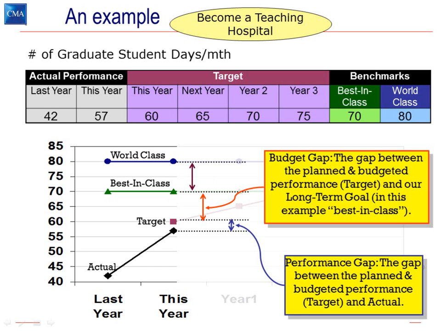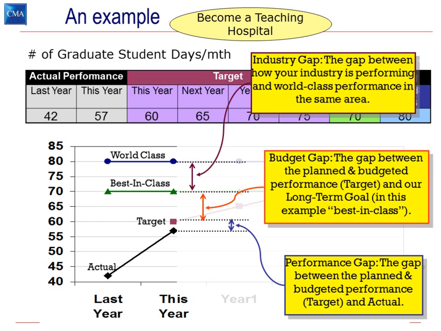And then finally, there's a gap between best in class and world class. So that's the gap for your industry. The industry gap talks about how far your industry is away from world class performance.